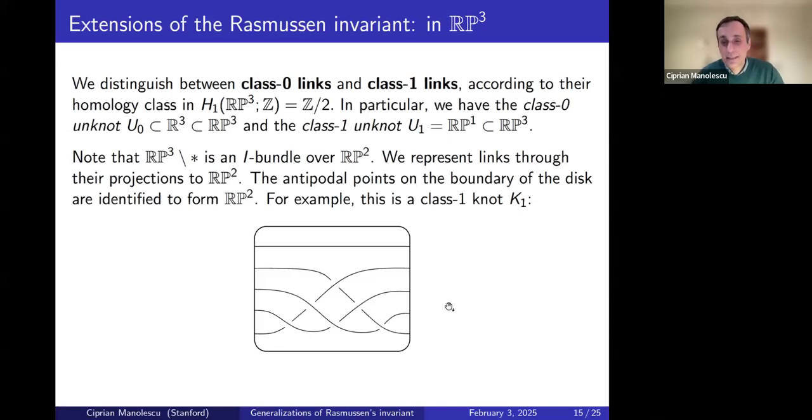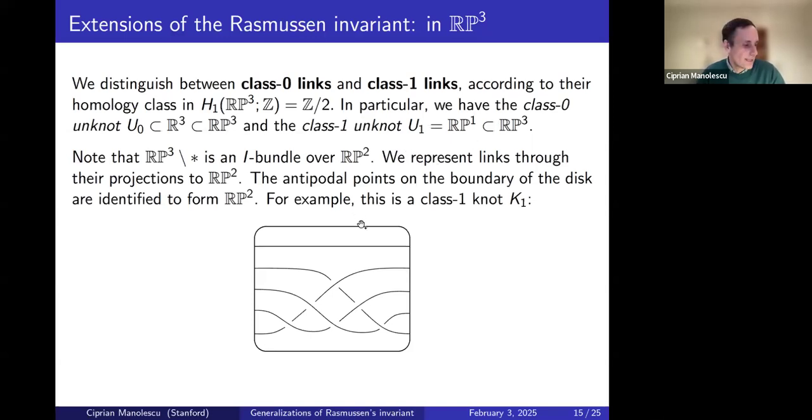Next, all right, so this was S1 times S2. Next, I want to talk about RP3. How do we draw things in RP3? I said before, we project them to RP2 and present them by projections. I should first say there's two kinds of links, class 0 and class 1, according to their homology class in Z mod 2. In particular, there's the simplest knot in each of these classes. There's the local unknot in R3 and RP3 in the 0 class, and then there's RP1, which I'm going to call the class 1 unknot in RP3.